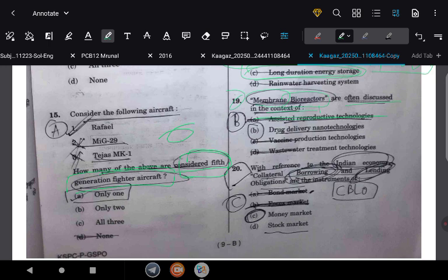Then again, vaccine production technologies, we have read a lot about vaccine production technologies like mRNA vaccine, and there were a lot of inactivated vaccines, so it was surely not membrane bioreactors. So it was a confusion between D, wastewater treatment technology, and drug delivery nanotechnologies. So I went with option B, but then apparently I got this also wrong. Drug delivery nanotechnologies doesn't have a relation to membrane bioreactors, it is wastewater treatment technology.